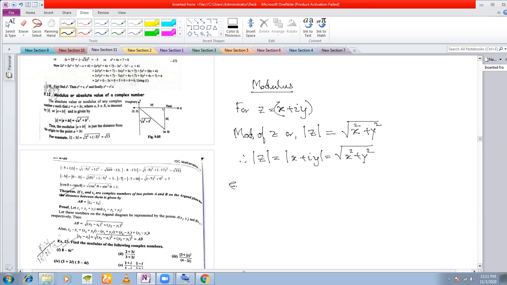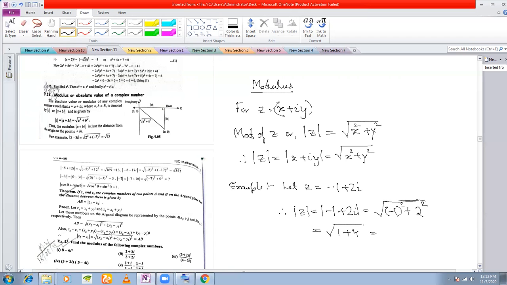Okay, for example, if I give you a complex number minus 1 plus 2i, what should be the modulus of z? Mod z is the same as mod of minus 1 plus 2i. The real part here is minus 1. So you square minus 1, add it with the square of the imaginary part. So you get root over of 1 plus 4, which is square root of 5, the modulus of this number.